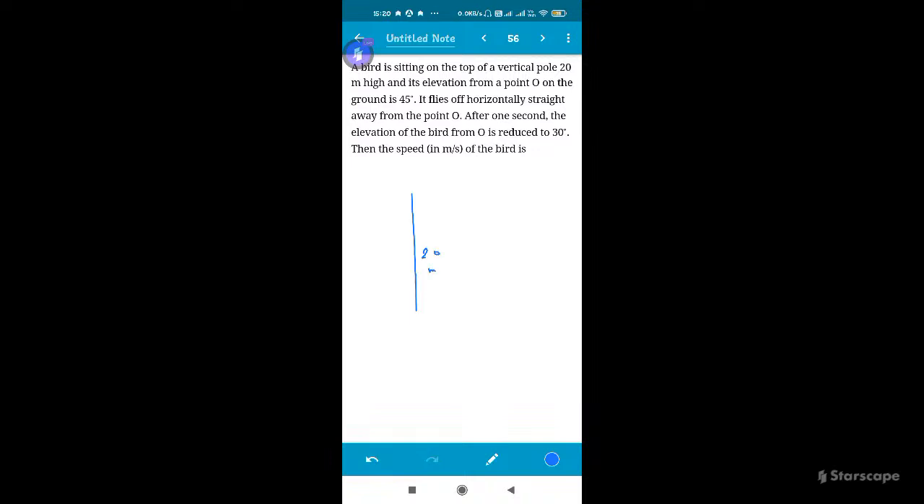Okay, and a bird is sitting on top of this pole. Over here the bird is sitting. So let me name the pole as A, B. Now its elevation, the bird's elevation from a point O on the ground is 45 degrees. So let me consider that this is the ground and this is point O. From this point, the angle of elevation of the bird is 45 degrees.